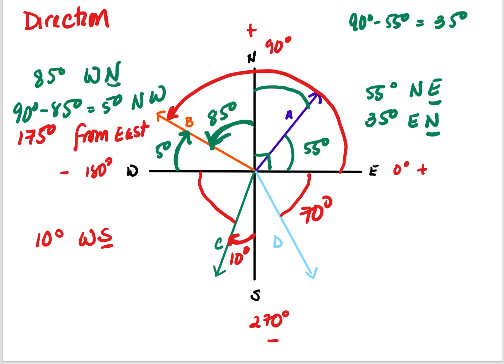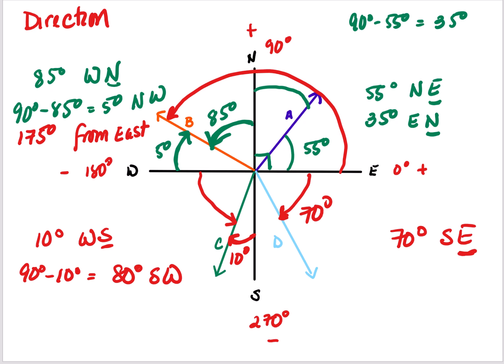The other angle is going to be 90 minus 10, which is 80 degrees. And since it's starting from the west going to the south, this is going to be southwest. And you could also do the third angle, which is from 0 degrees. For the vector D, it's going to be 70 degrees. Since it's starting from the east going to the vector D, this is going to be southeast. Remember, the second direction is where you are starting from.